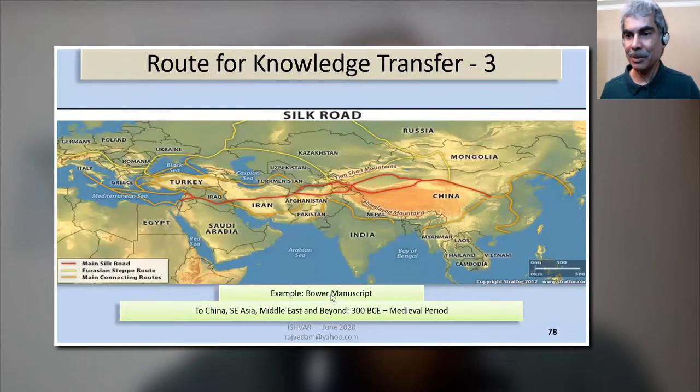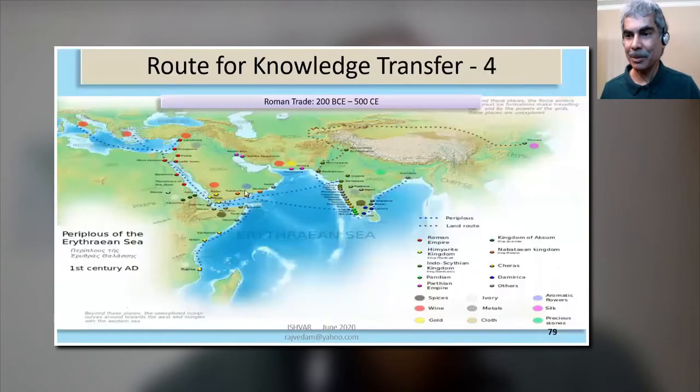One example I give is the Bower manuscript. Bower manuscript is the oldest available document on Indian medical systems. It's in Gupta Prakrit script, and it contains the Bela Samhita, Charaka Samhita. It mentions the doshas, it mentions certain rishis by name. And where was it found? It was found in this region, Xinjiang province. So the fact that an Indian medical text was found on the trade route tells us that Indian knowledge was also part of this transmission of knowledge all over this period, including to China and other places.